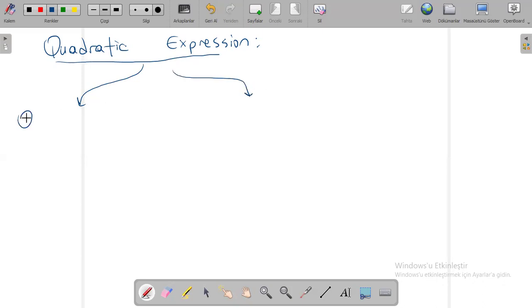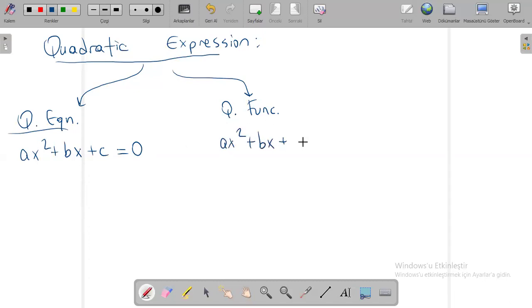One will be quadratic equation. The other one will be quadratic function. The quadratic equation is an equation that can be written in this form: a times x squared plus b times x plus c equal to 0. Quadratic function: a times x squared plus b times x plus c will be f of x.